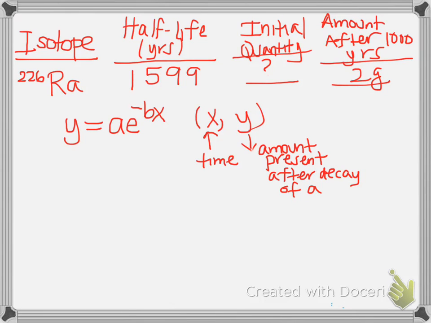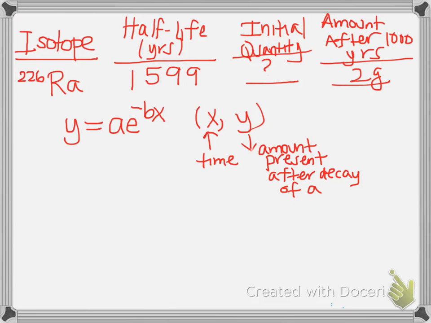Okay, so here's a problem similar to one that you have in your homework. You're given this isotope, and this is accurate information. That 226Ra refers to a substance in chemistry, and the half-life is 1,599 years. And we have to find our initial quantity.